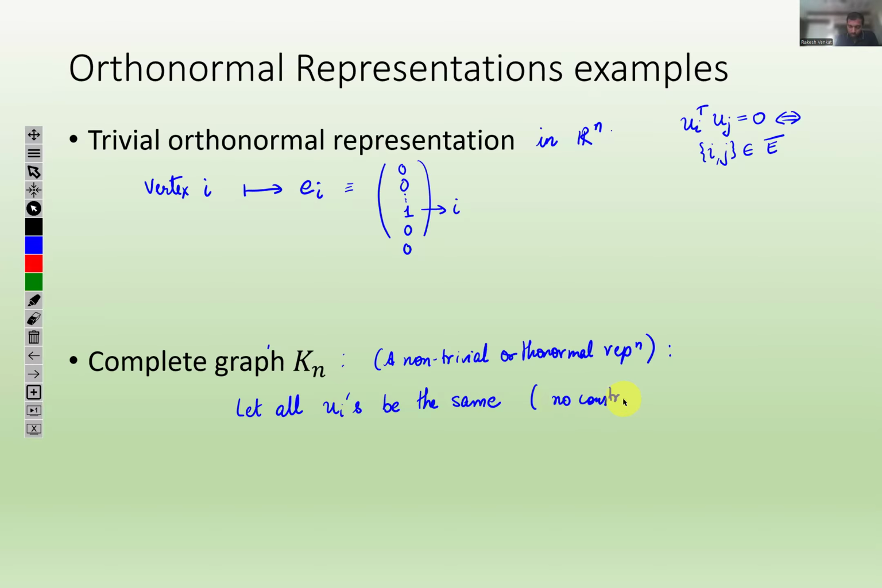So in the case of the complete graph, the dimension will be one. You can think of it as lying in Rn, but actually it's just a one-dimensional representation. So you could as well take the dimension to be one. Okay. Good. So these are two extreme examples, and now maybe some non-trivial examples to work with.